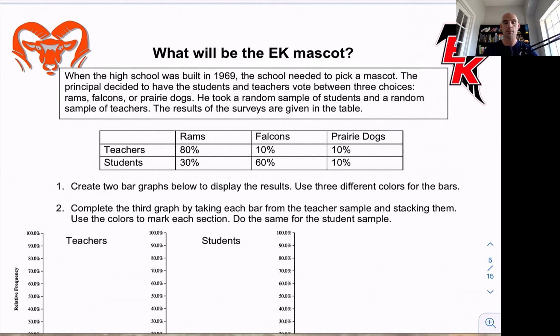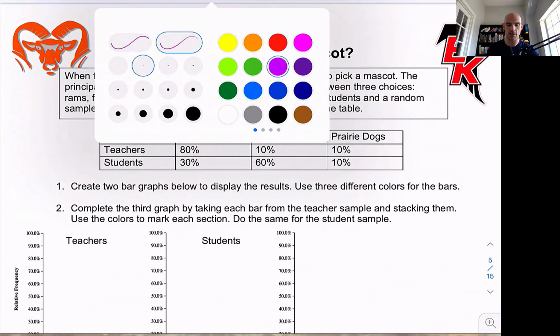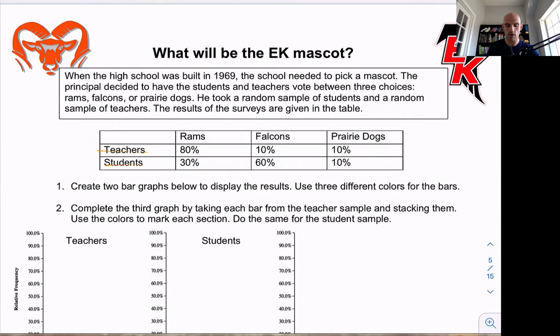He took a random sample of students and a random sample of teachers. Get used to hearing those words, random sample. And the results of the survey are given in the table. So as you can see here, they break it down in terms of teachers and students. They asked teachers and students, and then they broke it down by the response based on the animal.